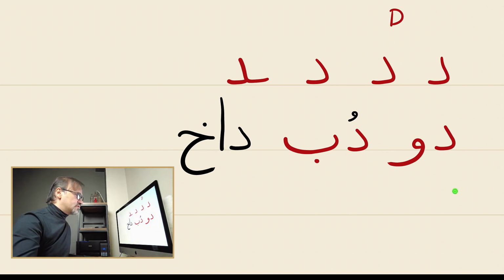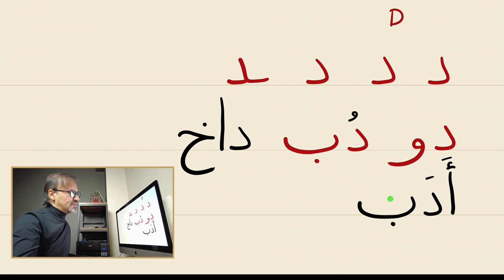Then we have the word manners. Here's the hamza on the top. De comes in the middle. And be. Put a little fatha over here. Deb, edeb. There you go. So this is edeb, which means manners.